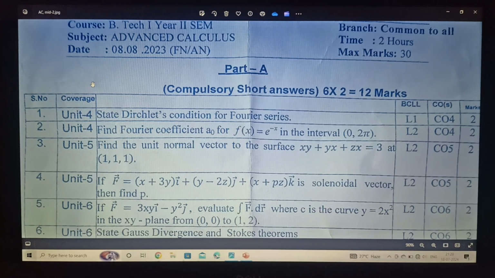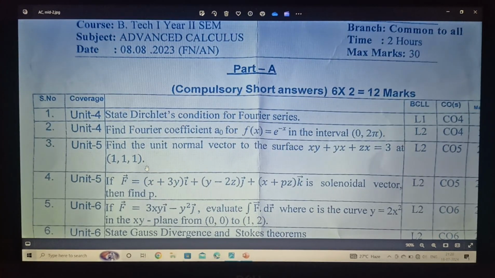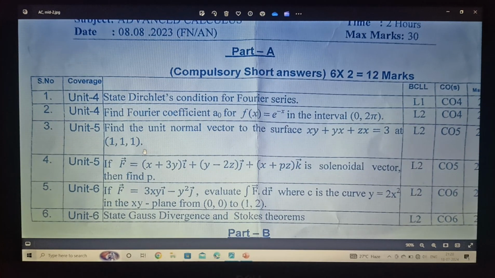From unit 6: if f bar is the given vector field, evaluate the line integral of f bar dot dr bar, where the given curve is y equal to 2x squared from the point (0,0) to (1,2). This is also an important question. Next: state Gauss divergence theorem and Stokes theorem. These are also very important short questions.